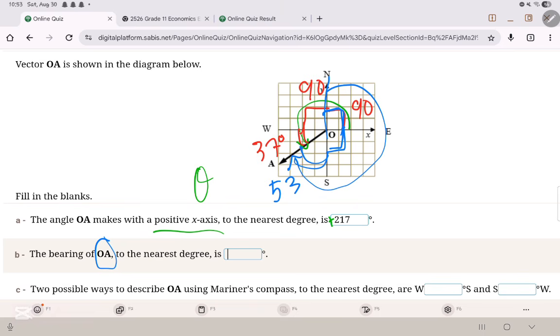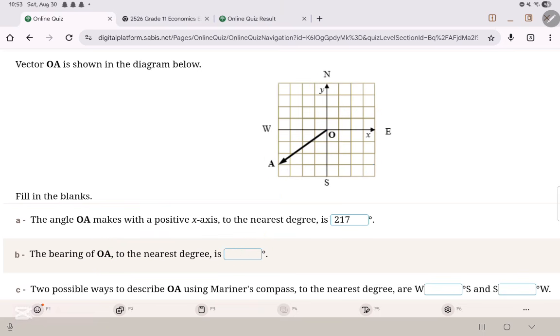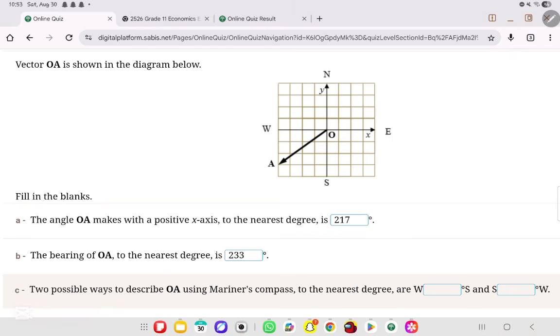And you will get an answer of 233 degrees. So it's 217, 233 degrees. Now, two possible ways to describe OA using Mariner's compass to the nearest degree are this and this. So remember, this was 37 degrees, and this was 53 degrees, right?